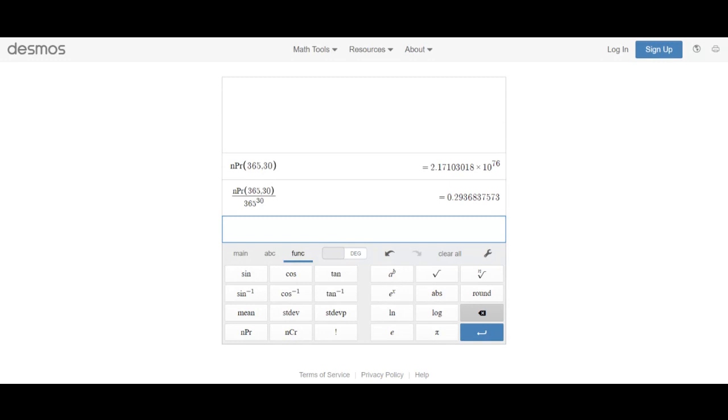Okay, let me get back to the, oh, yeah. Do I have to use the Desmos calculator, or is there a way to do that on the regular graphing calculator? What do you mean by regular graphing? Like the regular Texas Instruments one. Is there a way we can do that same nPr?